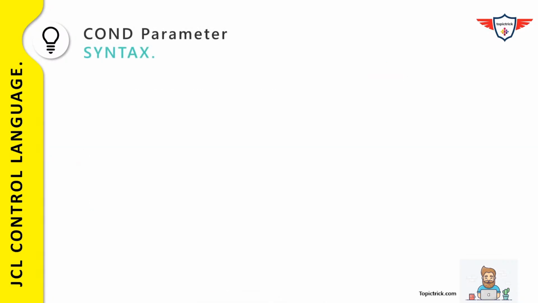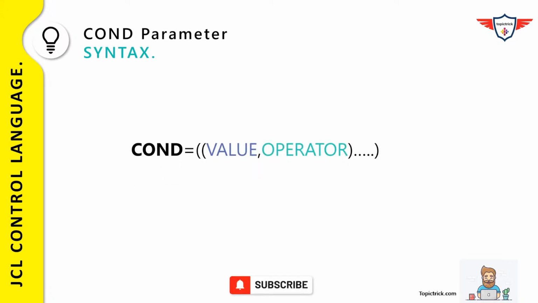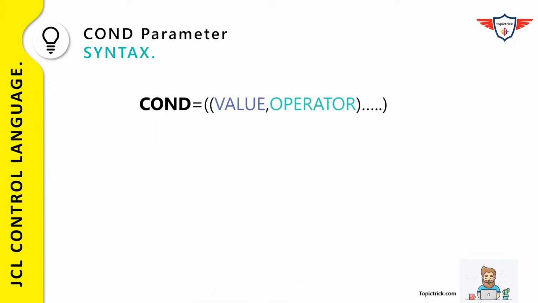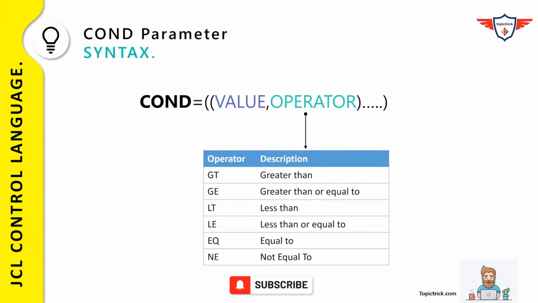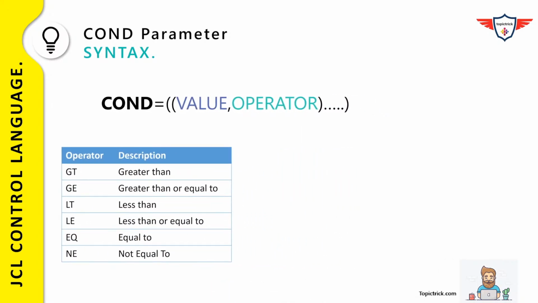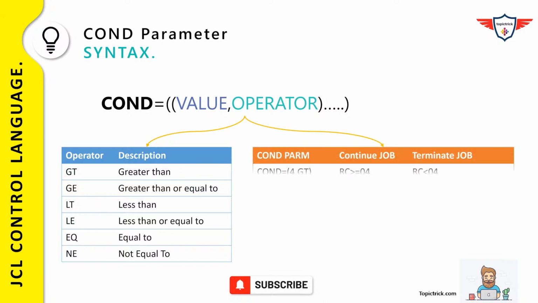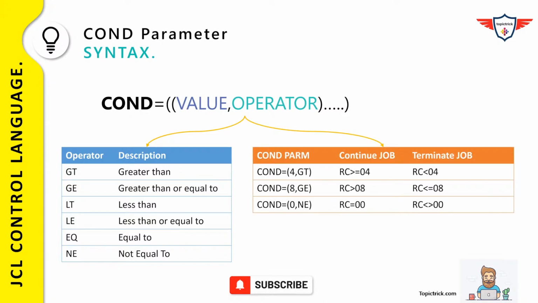Now let's talk about the syntax of the conditional parameter. So the syntax of the conditional parameter is fairly simple and easy to understand. You have the conditional keyword followed by an equal sign, and thereafter you have two subparameters. First one is value and second one is operator. So the possible values of the operator field are greater than equal to, less than equal to, and not equal to. Apart from that, the value subparameter is used to specify a numeric value of a return code. So it could be 4, 8, 12, 16 depending on your requirement.